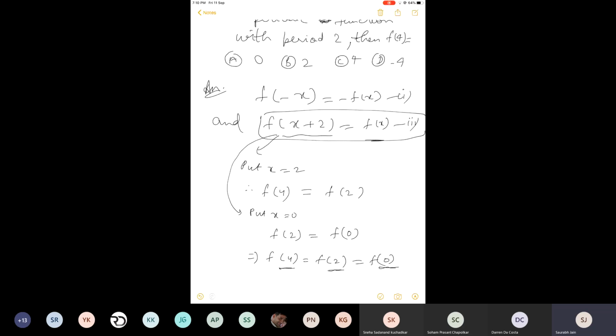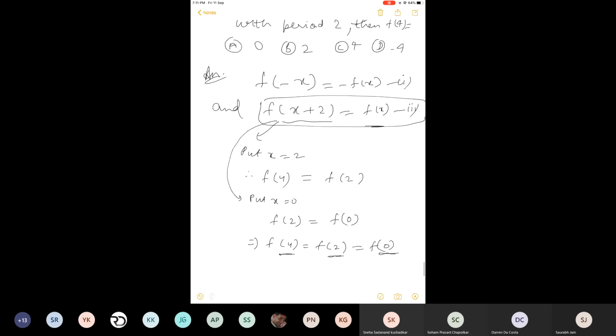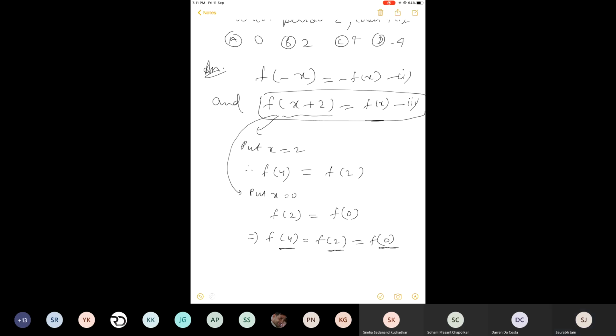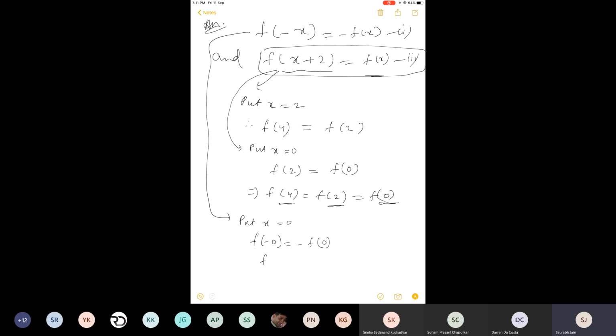Who can get me the value of f 0, the numerical value of f 0 and the answer of this question? From where can I get f 0? So put x equal to 0 in the first equation. Yeah, that's correct. Put x equal to 0 in the first and that will give you the answer. Because if we put x equal to 0, f of minus 0 is minus f 0. But you know that f of minus 0, what is minus 0? It is 0 only. And please do not cancel like this. I hope you are not going to prove 1 is equal to minus 1, because that is wrong, obviously. So what to do?